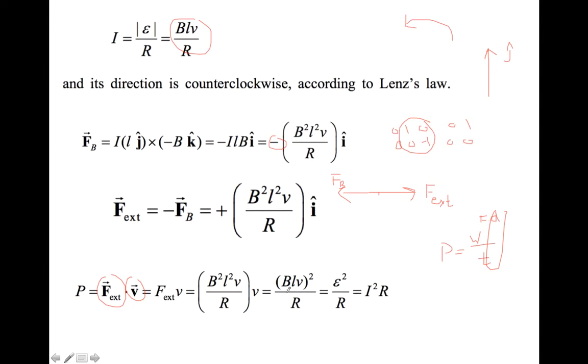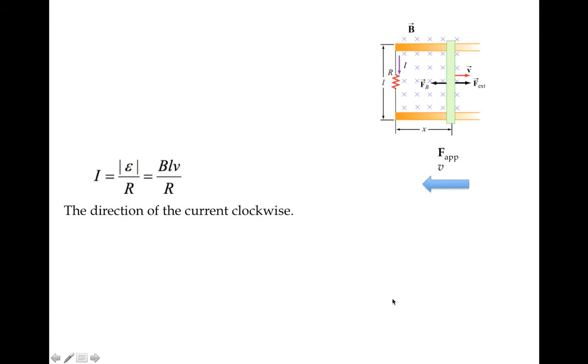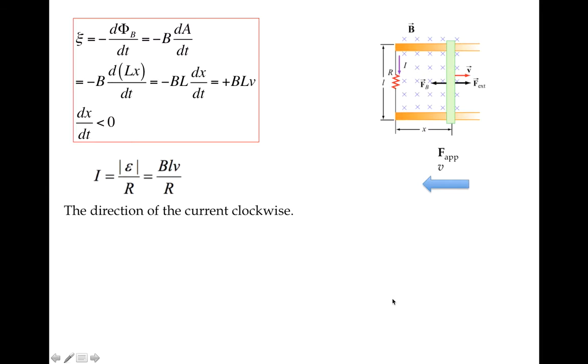So when I do that, just multiply by the velocity, I get all of this squared divided by r. And if you notice, this is simply BLV, which is E squared over r, or I squared r, which we know from before as the power. Okay, so again, what happens now?